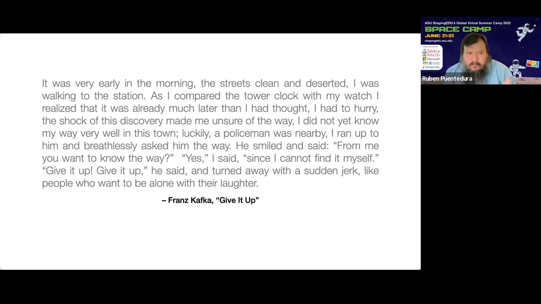He smiled and said, "From me, you want to know the way?" "Yes," I said, "since I cannot find it myself." "Give it up. Give it up," he said, and turned away with a sudden jerk, like people who want to be alone with their laughter.